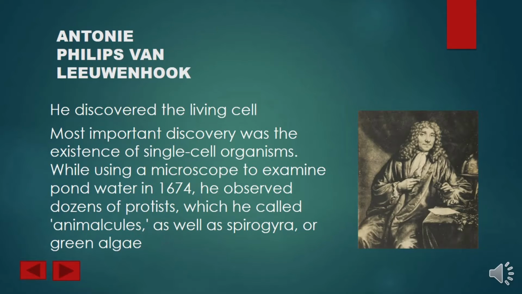Antony Philips van Leeuwenhoek was the person who discovered the living cell, that is the bacteria. His most important discovery was the existence of single-celled organisms. While using a microscope to examine pond water in 1674, he observed dozens of protists, which he called animalcules, as well as Spirogyra or green algae. These animalcules were the bacteria.